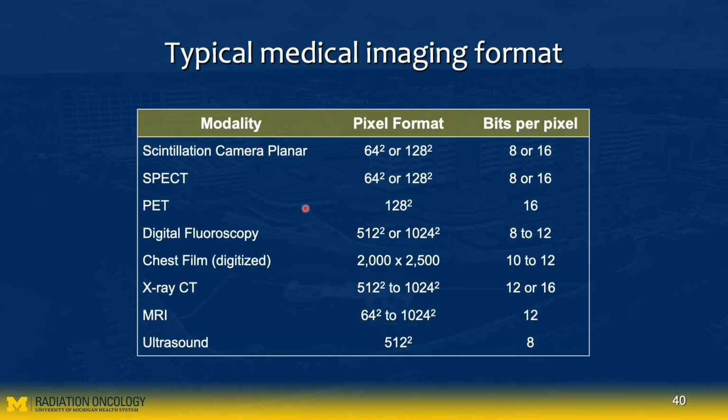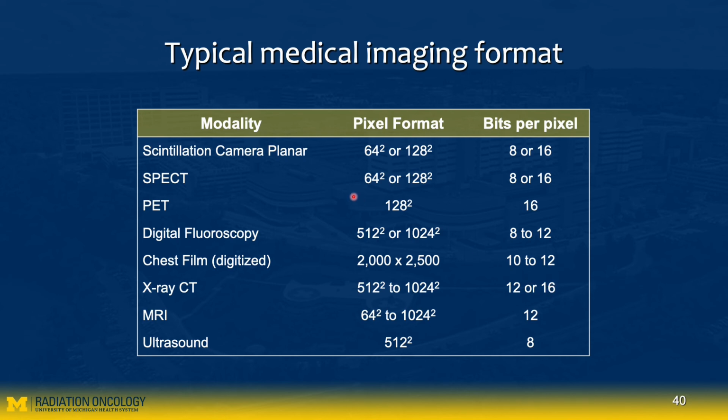So these are typical image sizes for different medical imaging modalities. We talked about CT, which is 512 by 512 typically, with 8-bit or 12-bit depth. But there are some more advanced modes in CT, 1024 by 1024, which we use in our department for head and neck, and then it can be 16-bit depth.